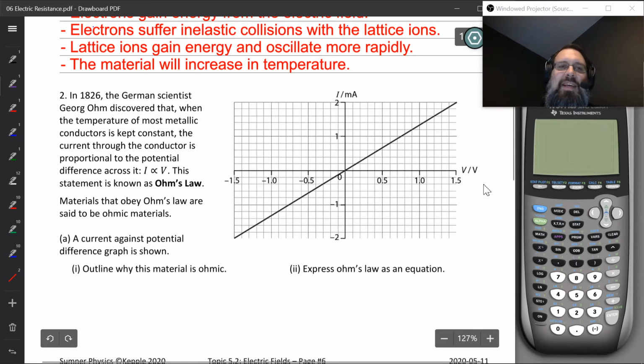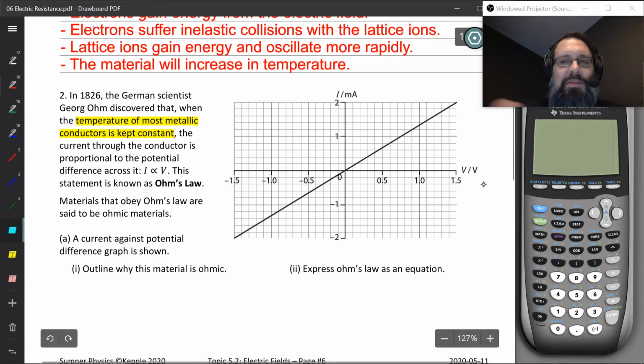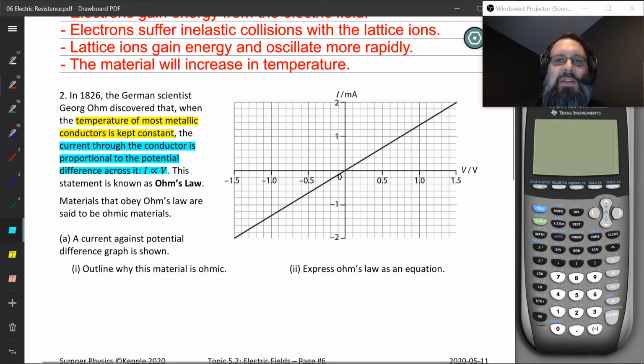In 1826, the German scientist George Ohm discovered that when the temperature of most metallic conductors is kept constant, and this is really important, the current through the conductor is proportional to the potential difference across it. This is called Ohm's law. He found that the current through the conductor is proportional to the potential difference across it. This statement is known as Ohm's law.